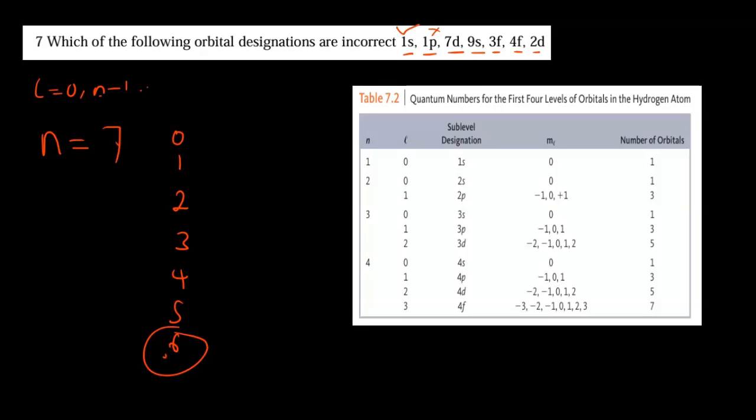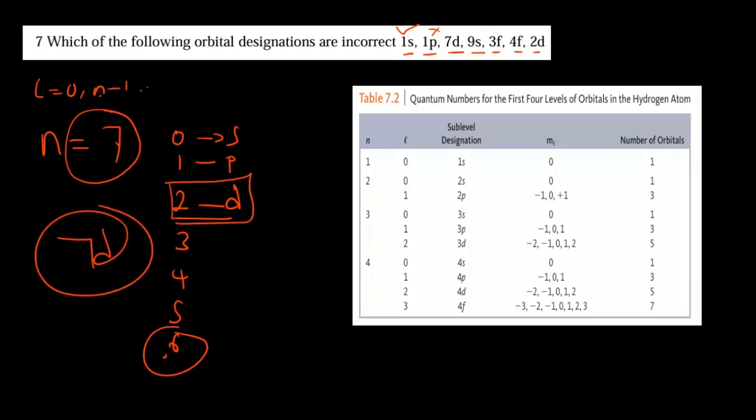So the 0 is the s, the 1 is the p, the 2 is the d. So if I have 7d, this one is 7, and then here I have d. It means 7d is correct. It exists. So we're going to mark this one.